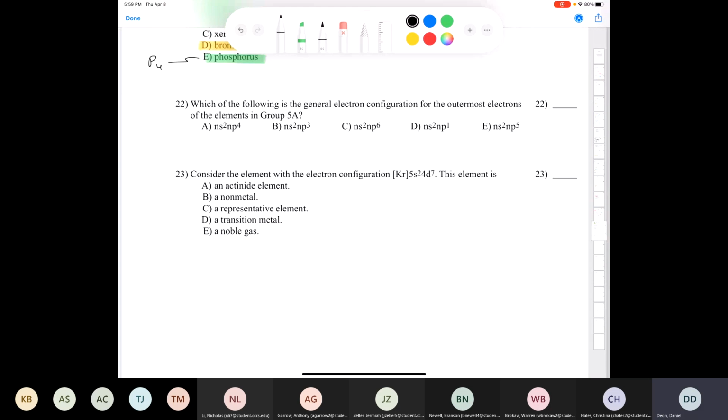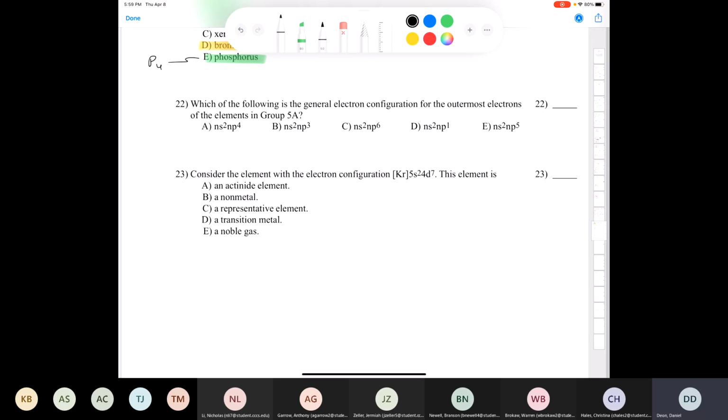Question 22. Which of the following is the general electron configuration for the outermost electrons of elements in group 5A? So you need to know that group 5A is, if we go from group 1A to 2A, then boron starts 3A, carbon is 4A, and where nitrogen is, that is group 5A. So if you look at nitrogen, phosphorus, arsenic, antimony, bismuth, what should their outer electron configuration be?